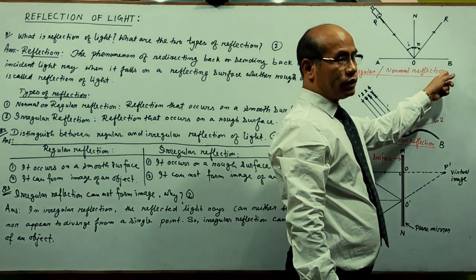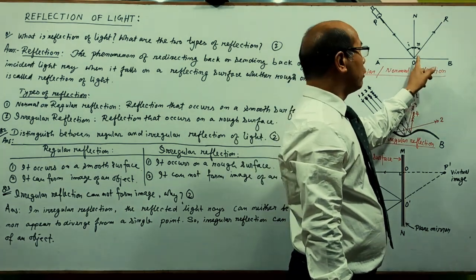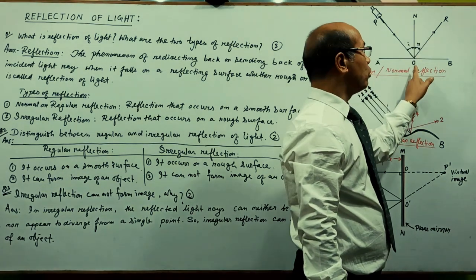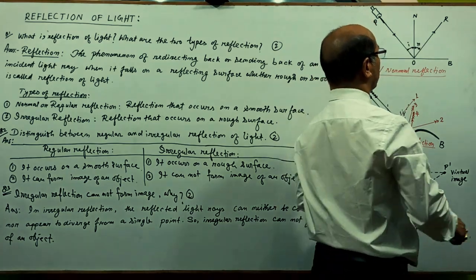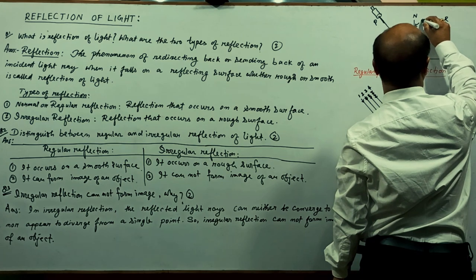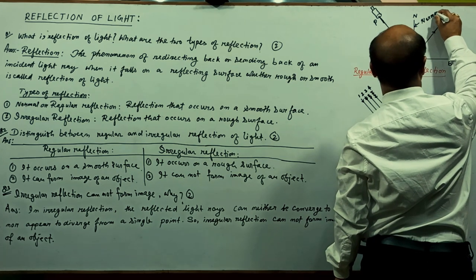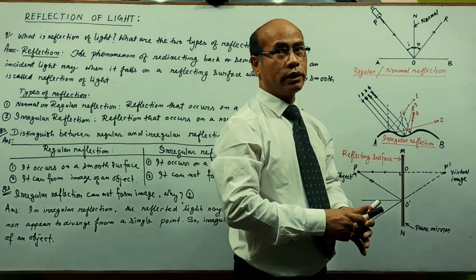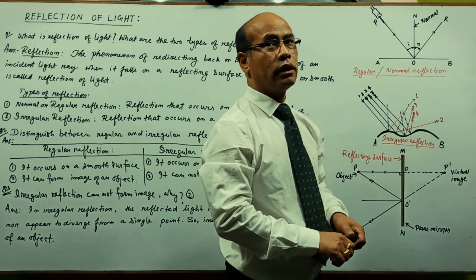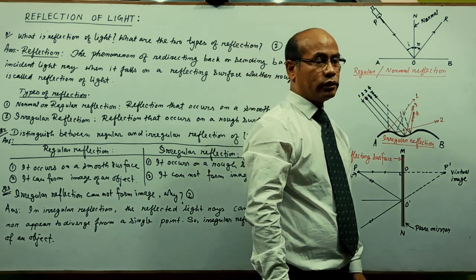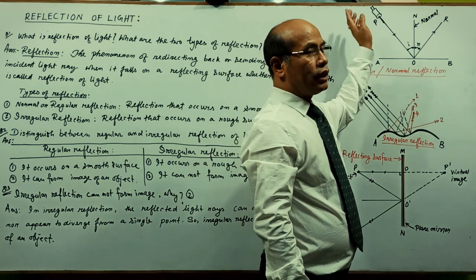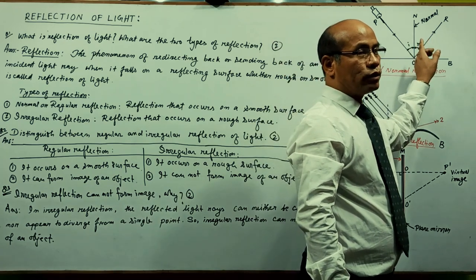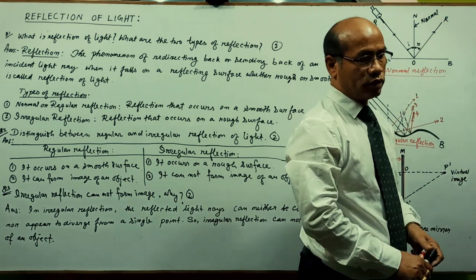AB is the reflecting surface, and O is the point of incidence. At the point of incidence O on the reflecting surface AB, we draw a perpendicular line ON. ON is called the normal. The normal is a perpendicular line drawn at the point of incidence on the reflecting surface.